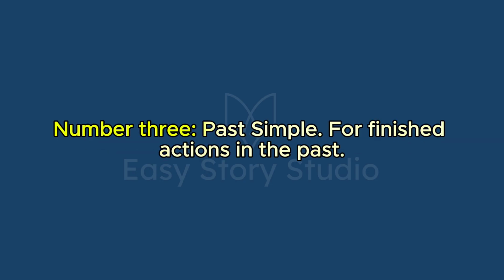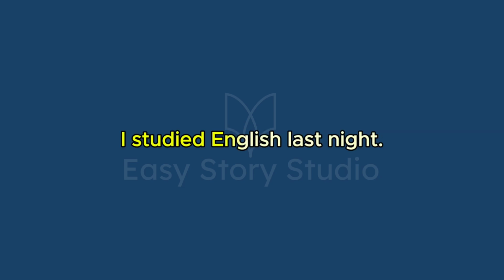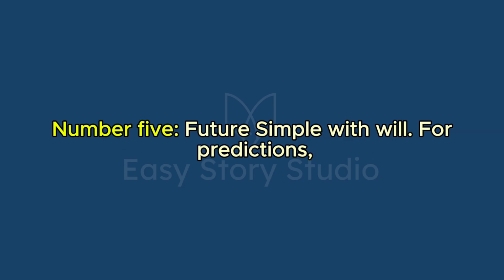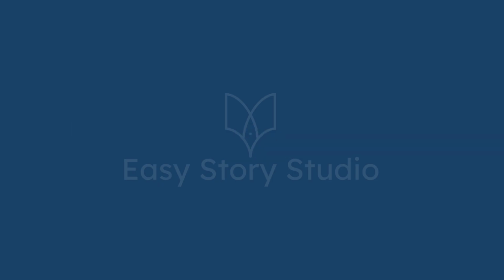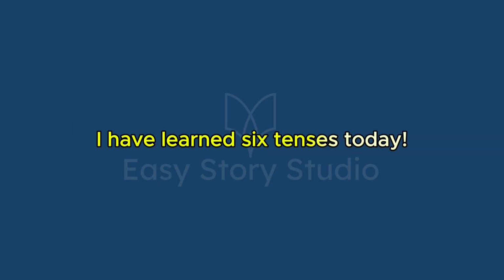Number 3, past simple. For finished actions in the past. I studied English last night. Number 5, future simple with will. For predictions, promises, and quick decisions. I will practice every day. Number 6, present perfect. For past actions that connect to the present. I have learned 6 tenses today.